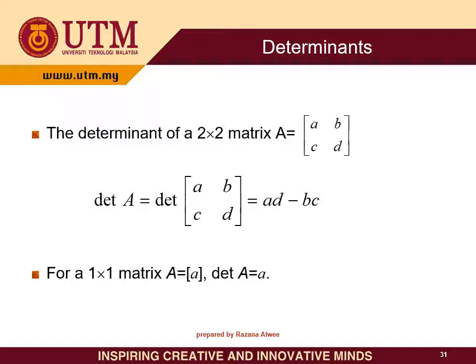How to find the determinant of matrix A? For example, this is a 2 by 2 matrix, and to find the determinant, we will use these equations. But for the 1 by 1 matrix, the determinant will be the only entry inside the matrix A.